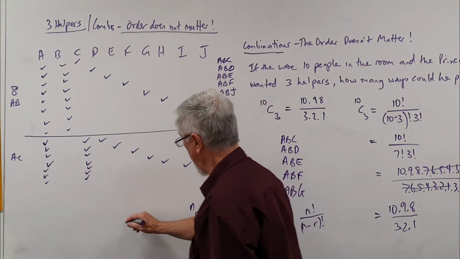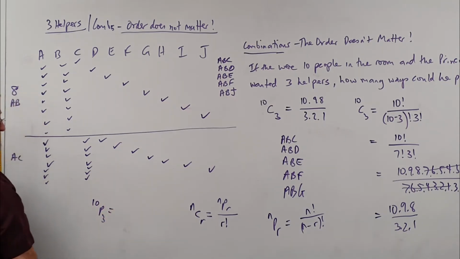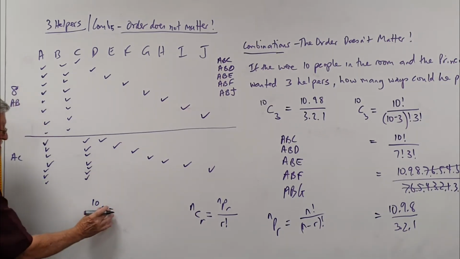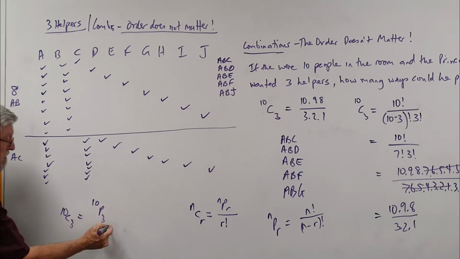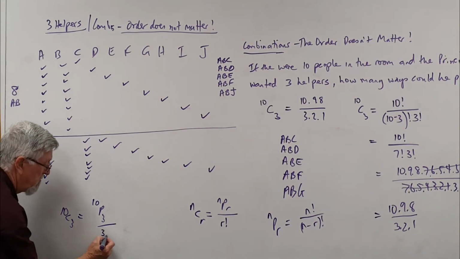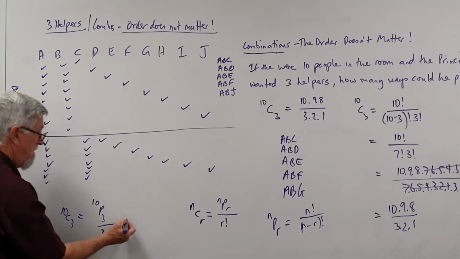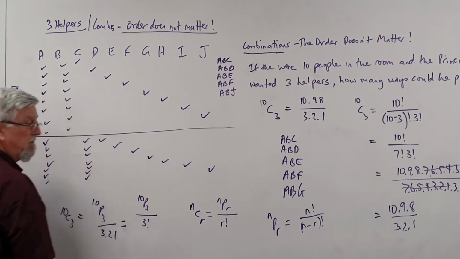So if we had 10, let's do it this way, for those of you not getting it, NP3, okay, let's go to this. 10C3 is 10P3 divided by what? Could say 3, 2, 1, couldn't it? So it's 10P3 divided by 3 factorial.